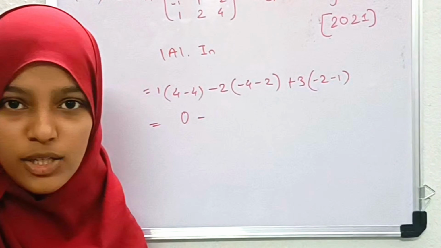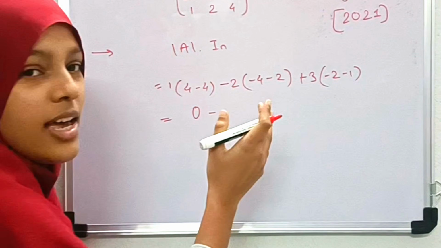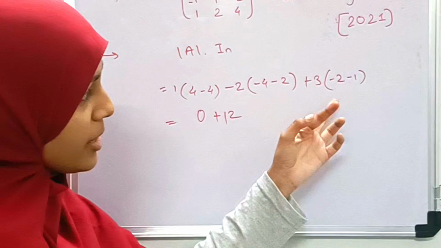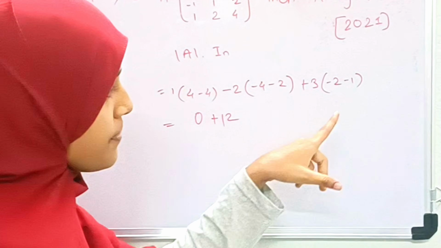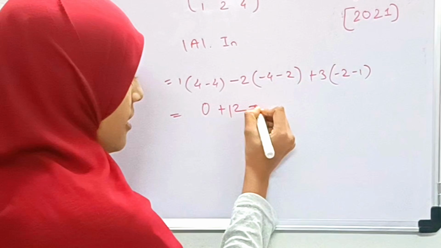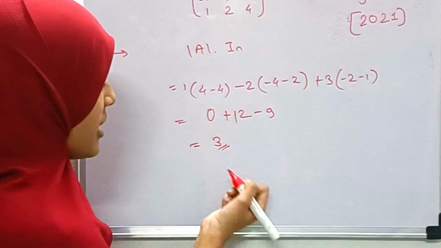Minus 4 and minus 2 is minus 6. Minus 6 into 2, that is minus 2, that is 6 2s are 12, but minus will give plus. So it will be plus 12. Minus 2 minus 1 is nothing but minus 3. Minus 3 into plus 3, that is minus, but 3 3s are 9, that is minus 2 plus 9, which is nothing but 3. So our determinant is 3.